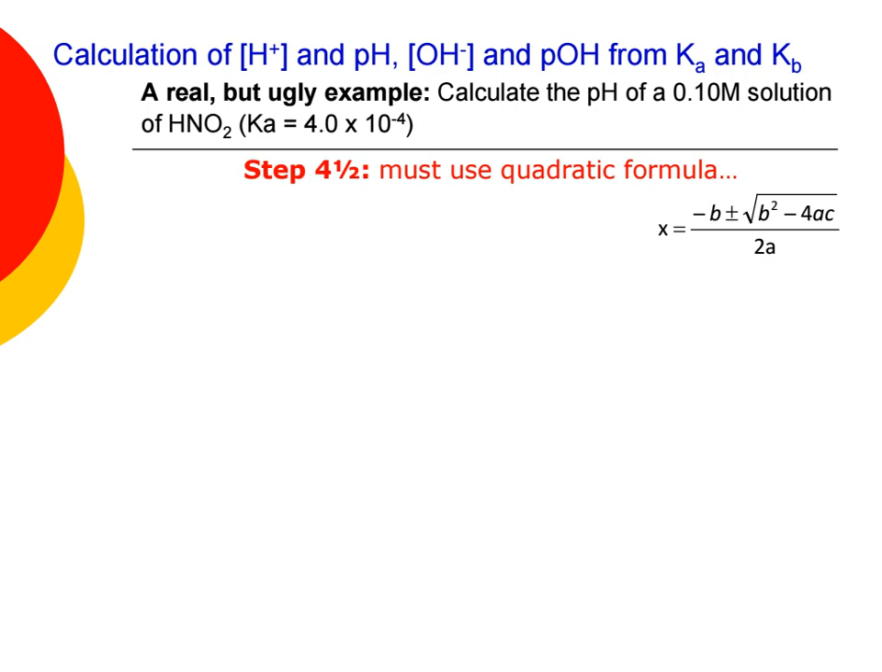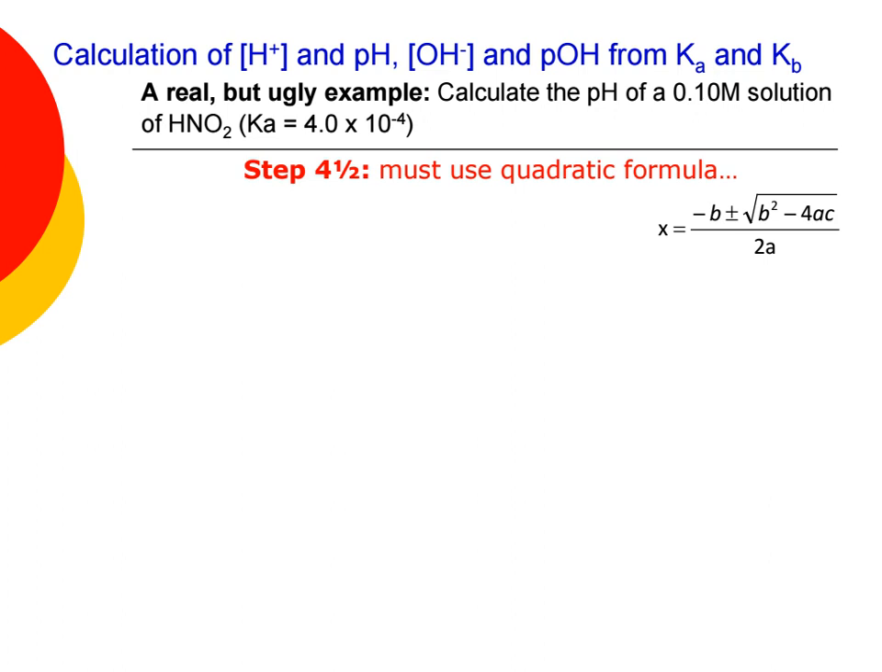So what do you do when it doesn't check out? Well, that means you can't neglect that minus x, which means you have to plug it in with the minus x, which more often than not, actually almost all the time, pretty much leads to having to use the quadratic formula. So in case you've forgotten it, here it is. X equals minus b plus or minus the square root of b squared minus 4ac all over 2a.